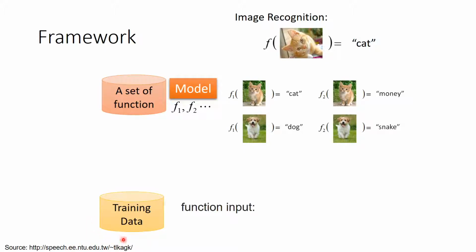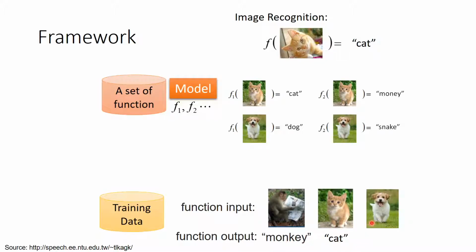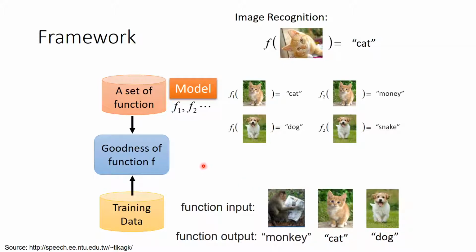And for the training data, you have a lot of figures or a lot of data, and then you use these models on the training data. Like we have a function input, this figure is a monkey, and if this function returns the right answer, monkey, and this for cat and this for dog, then we will see this is a good function that tells you the correct answer.